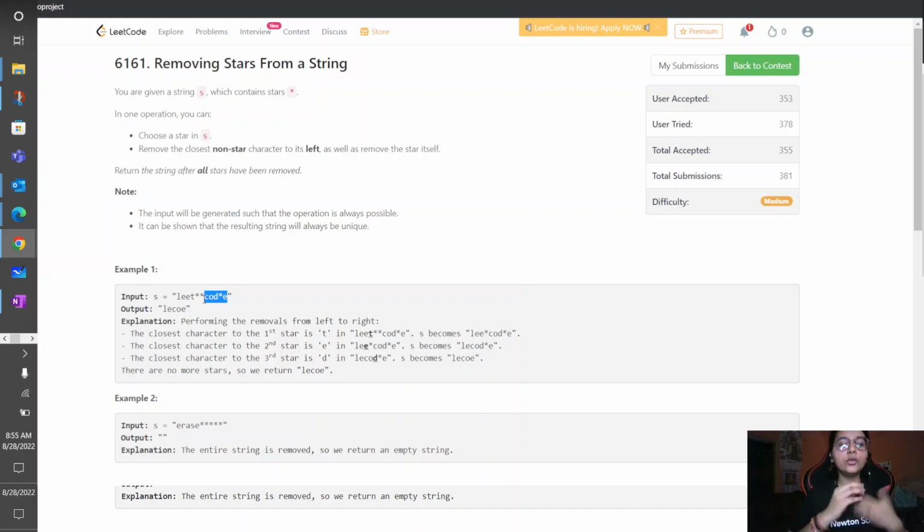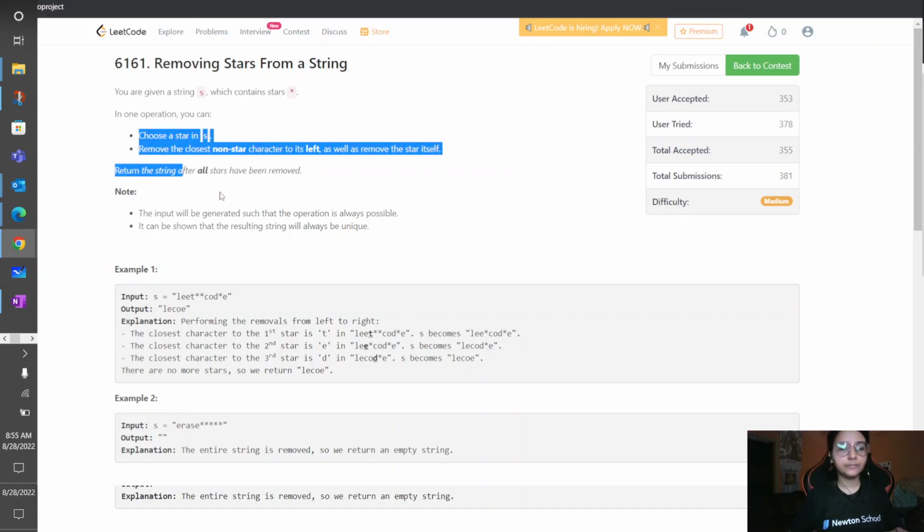Now comes the part when two stars are there, basically more than one star. In that scenario, we will be removing both of these stars, and the nearest left characters, that is T and E, would also be removed. This is the thing which we are required to do. So at the end our string becomes LECOE, and they have written that we return the string after all the stars have been removed, and also the left characters which we would be removing as per these two conditions.